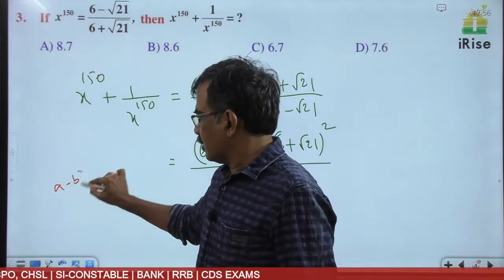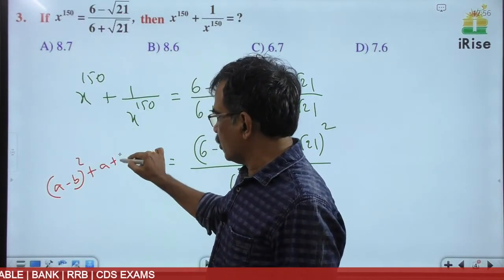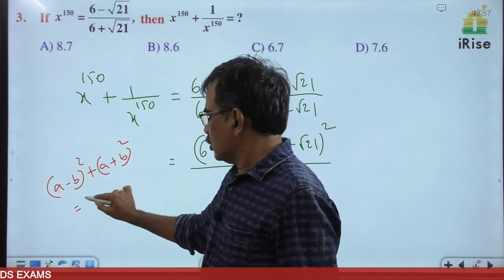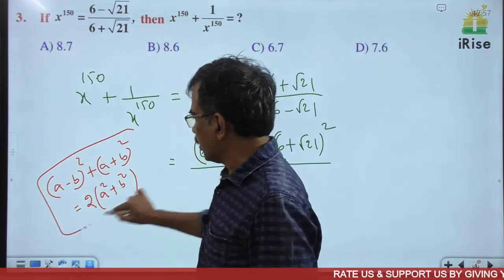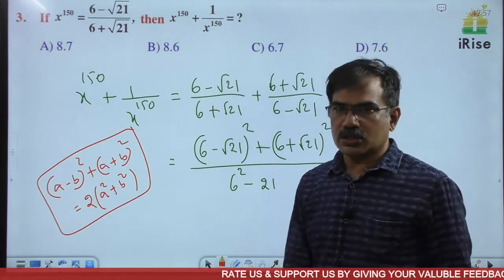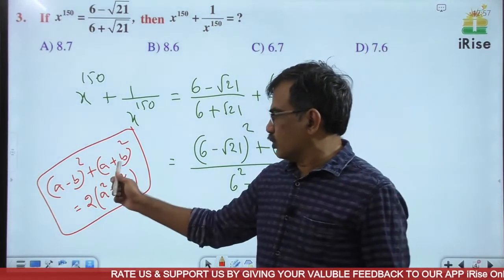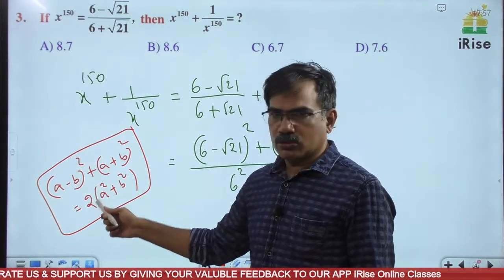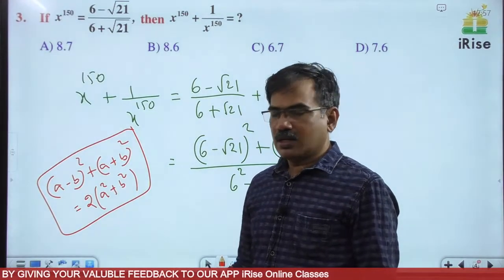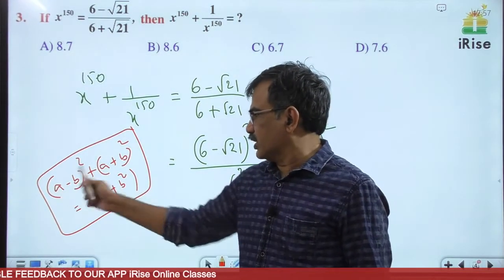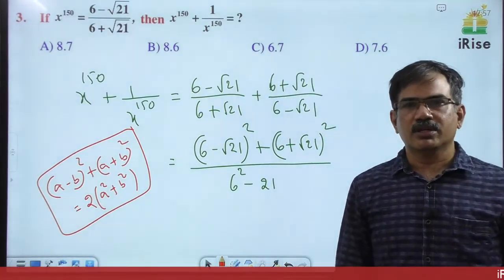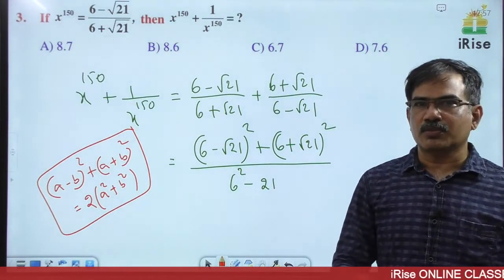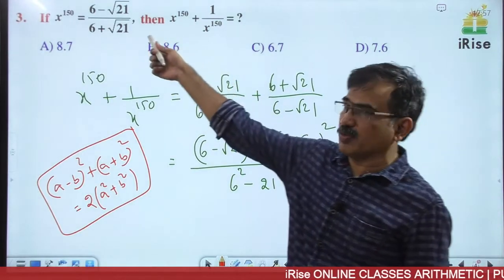The formula for a minus b whole square plus a plus b whole square is equal to 2 times a square plus b square. I want to use this formula many times to solve the questions. A plus b whole square plus a minus b whole square is equal to 2 times a square plus b square, and sometimes a minus sign will be there. A plus b whole square minus a minus b whole square is equal to 4ab. Those two formulae are important to solve this type of question.